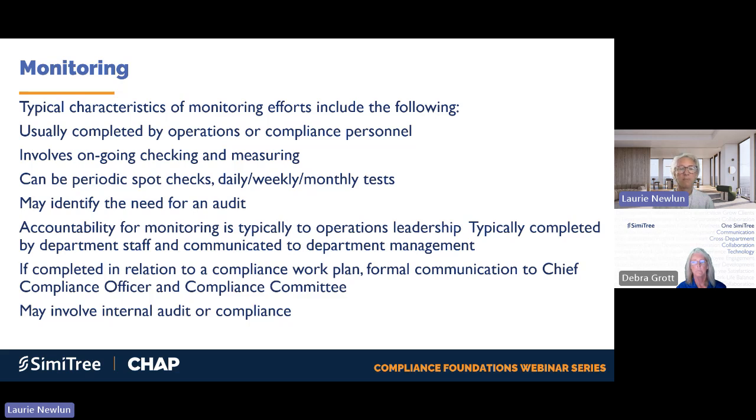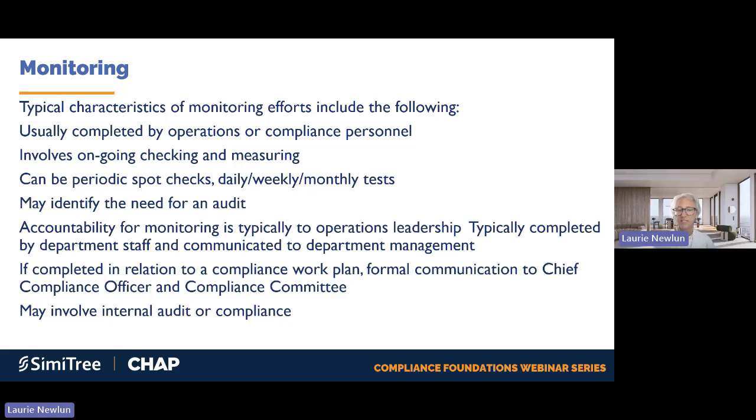It's usually directed by management. So management may be the ones who say, this is a high-risk area within our organization. We really need to emphasize this. We need to do some internal monitoring so that we can determine how prevalent this is, how high a risk it is within our organization.